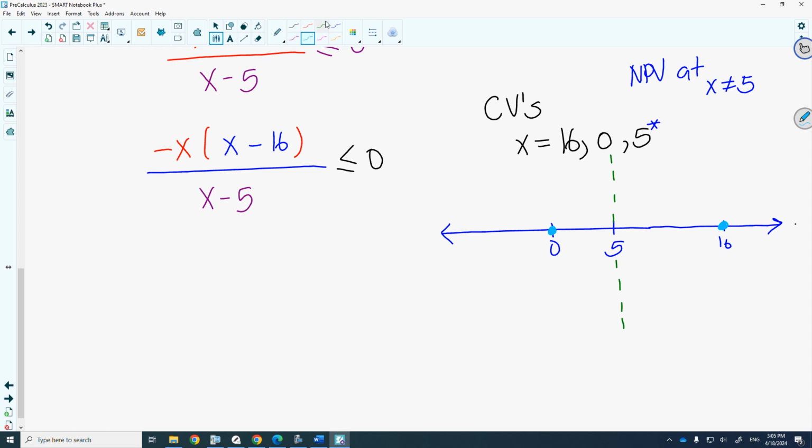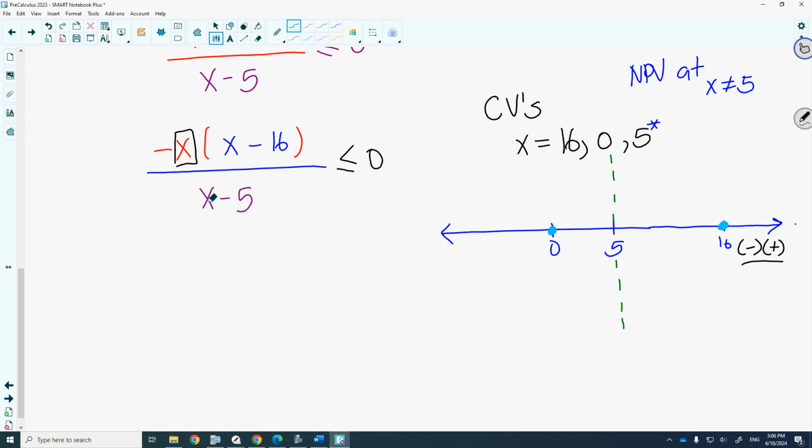Okay, pick a number greater than 16, 17. Negative 17. So that would be a negative number, right? If you put 17 in for there, we'd get negative 17, negative number. Put 17 here. 17 minus 16 is a positive number.